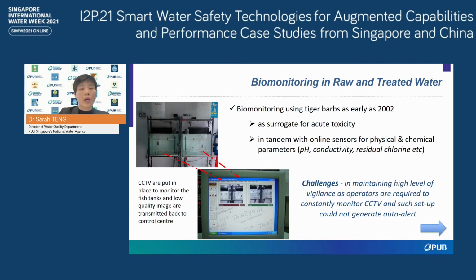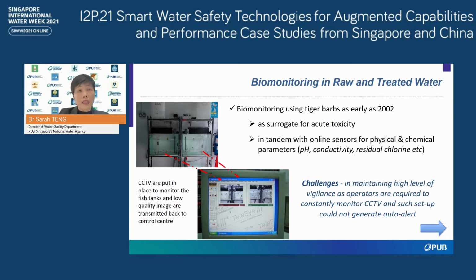So in PUB, we have put in place numerous online sensors to monitor the water quality from source to tap. These are sensors largely to monitor the response of different surrogate parameters, such as pH, conductivity, chlorine, etc. For a complete water quality monitoring strategy, we complement these physical and chemical parameters with fish monitoring, whereby we use fish like tiger barb as a surrogate to measure acute toxicity effect in water.